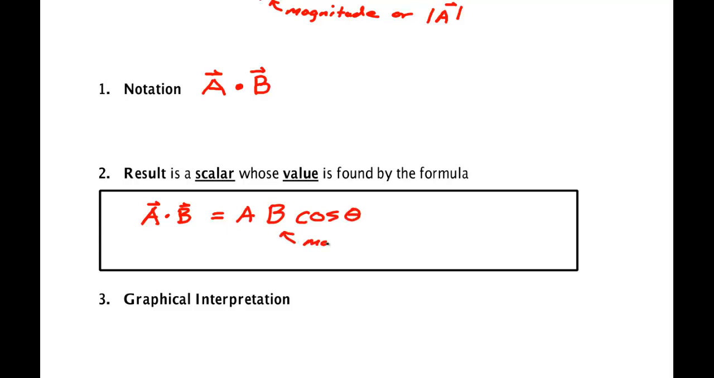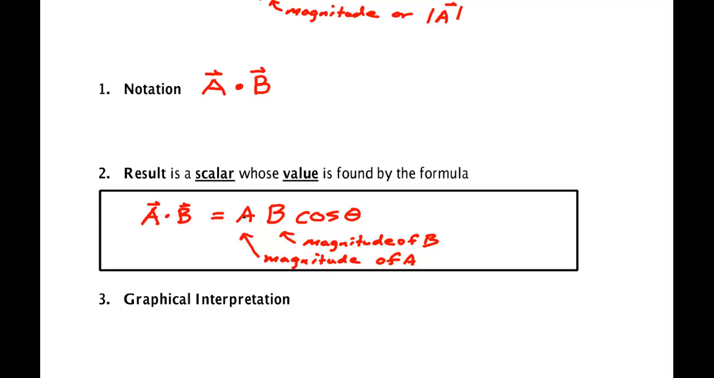So this is the magnitude of B, and this is the magnitude of A. All right, so multiply 3 numbers: A, B, and the cosine of the angle. And that's it, and you get a number.